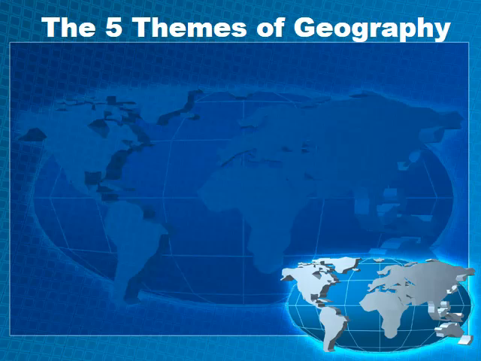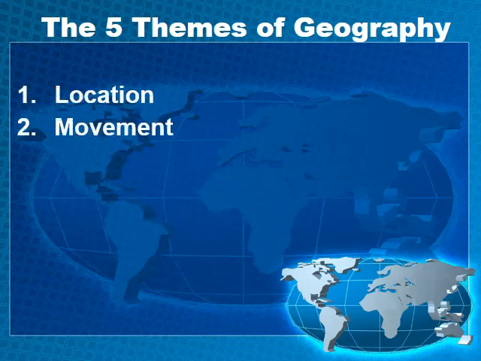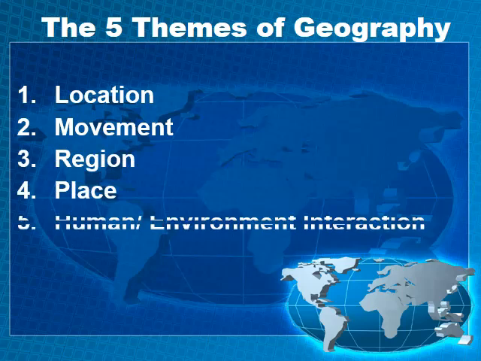As we look at the world more closely this school year, we're going to look at it in terms of these 5 themes of geography. Geographers are going to seek to ask questions and answer them based on these 5 themes. The first one is location. The second is movement. The third is region. Fourth is place. And fifth is human-environment interaction.